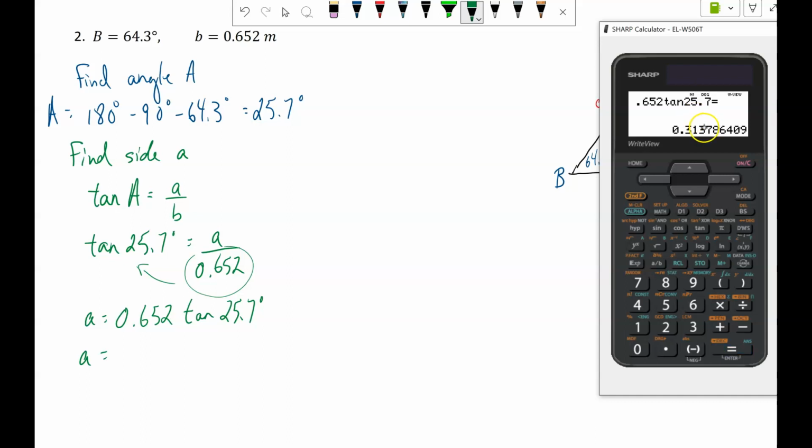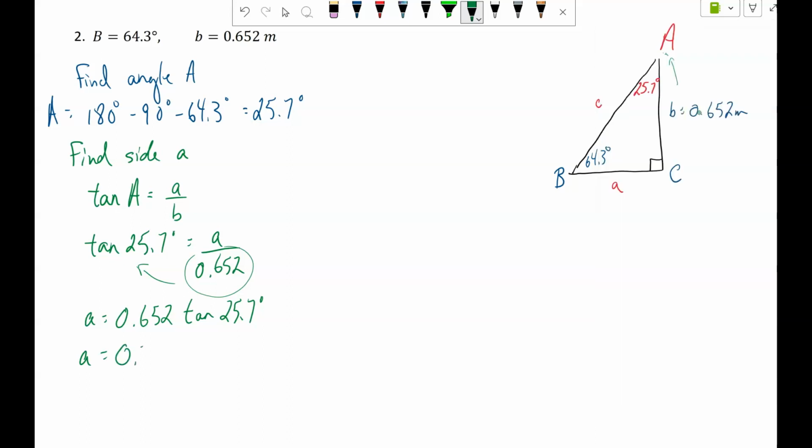0.31, and since the digit after the 3 is a 7, I'm going to put 0.314. 0.314. It's in meters. All right. And lastly, find side C. So C is the hypotenuse.